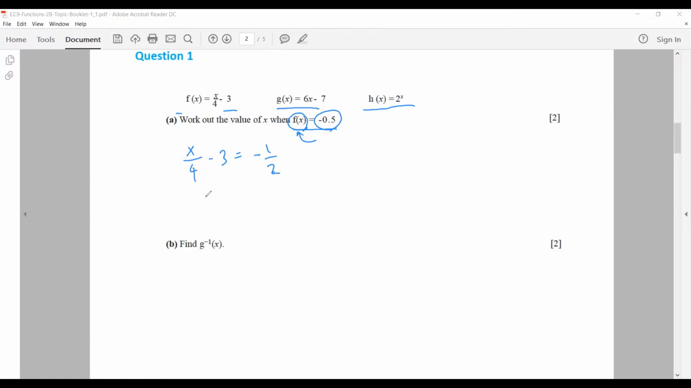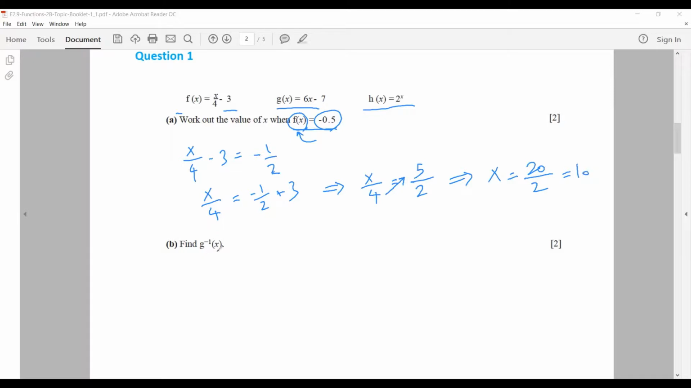Add 3 to both sides, and you're gonna get x over 4 is equal to 3 minus half, which is 2.5, or 5 over 2. Basically, you get rid of 4, you can bring it up or multiply both sides by 4, which gives you 20 over 2, which is 10. So the answer is 10.